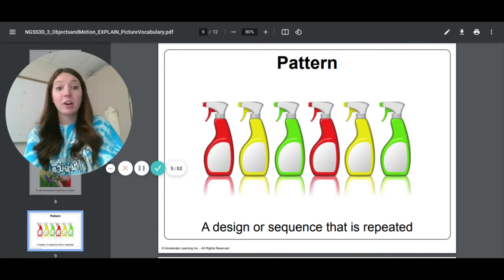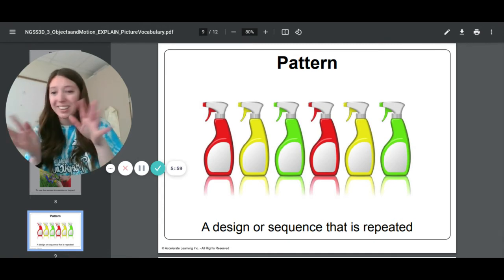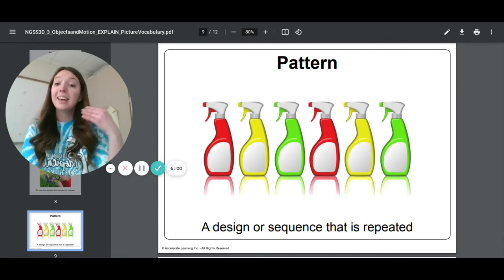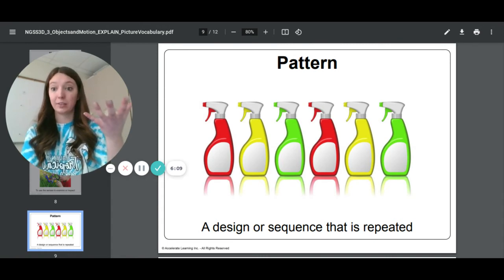In science, we have a lot of patterns and they look a little bit different than this, okay? It's not going to be like seashell, acorn, seashell, acorn. That's not the type of thing we're talking about in science. In science, we're talking about patterns like what do we continuously see, or what is something that we see over and over again in our scientific world.